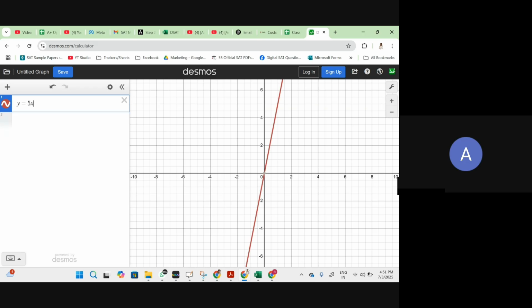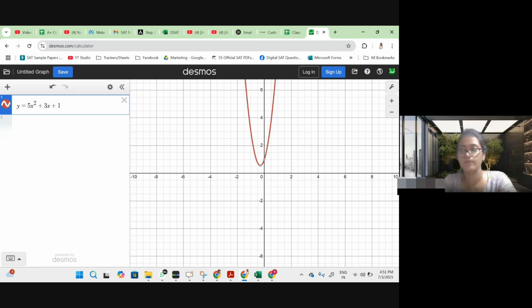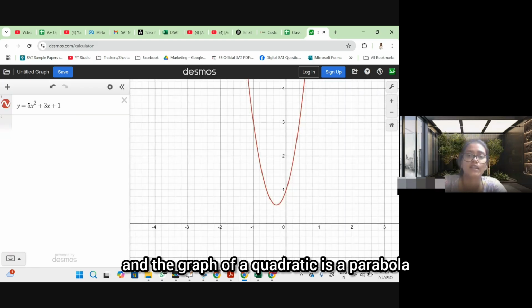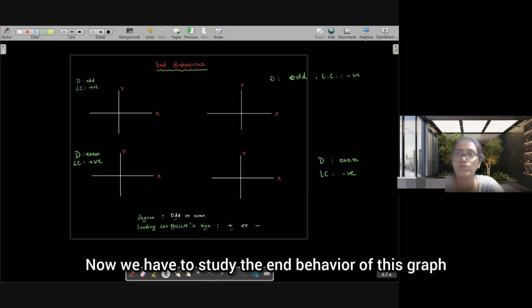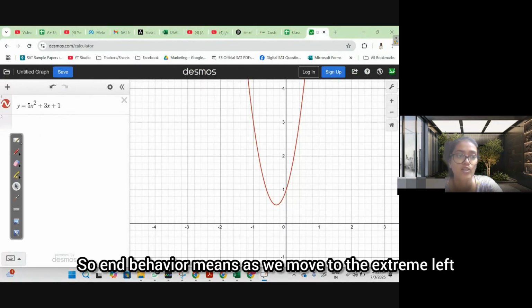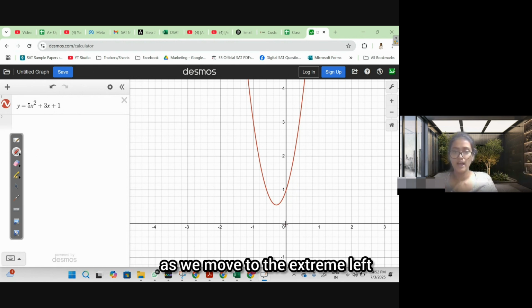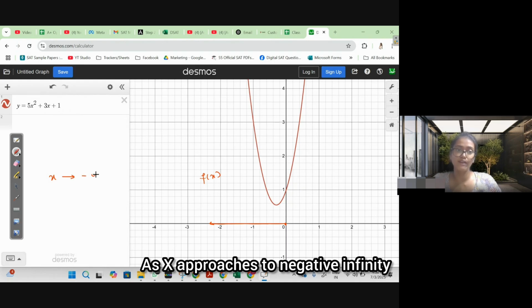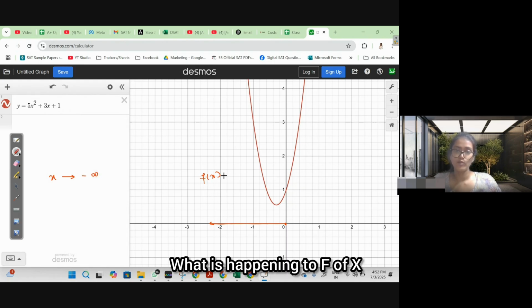5x to the power of 2 plus 3x plus 1. Okay, so we have a quadratic polynomial here, and the graph of a quadratic is a parabola. You can see that here. Now we have to study the end behavior of this graph. End behavior means as we move to the extreme left, what is happening to f of x? We write it as x approaches negative infinity, what is happening to f of x?